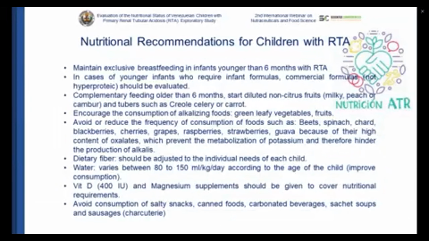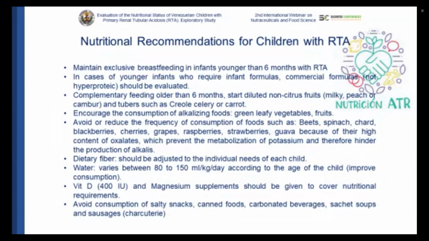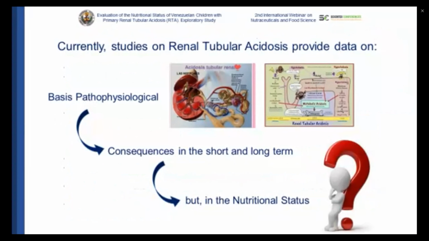In this slide, you can see a group of basic recommendations to keep in mind when programming the feeding plan for children with RTA, knowing that this condition occurs at a very early age. We should recommend and maintain exclusive breastfeeding for the first 6 months of life, and then adjust the type and amount of food to be provided to the child according to their conditions.